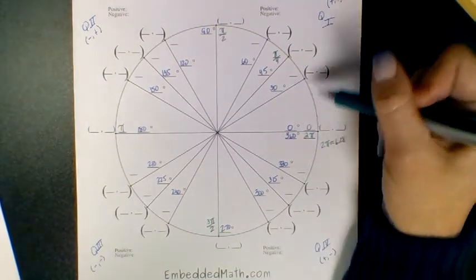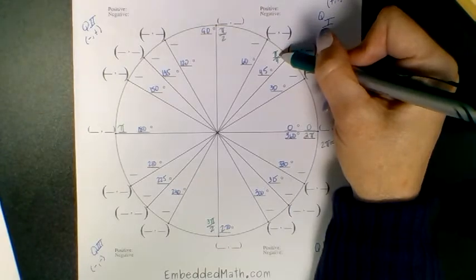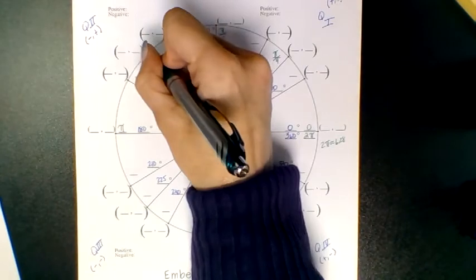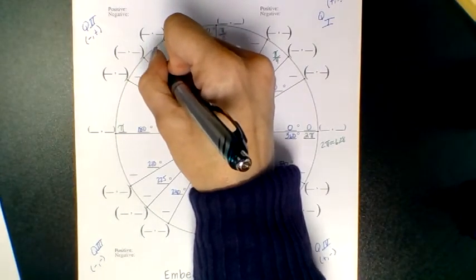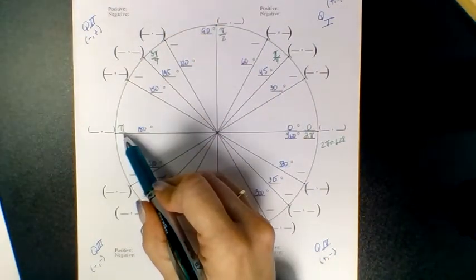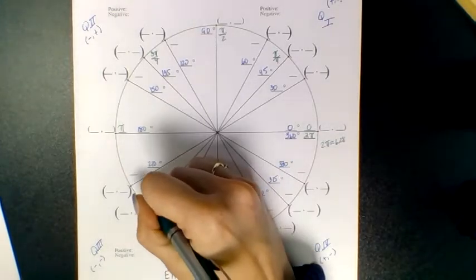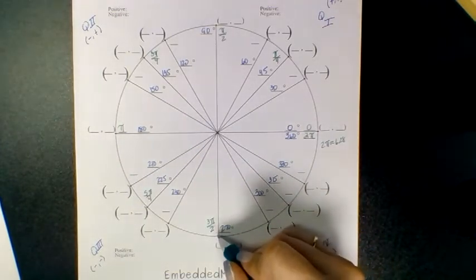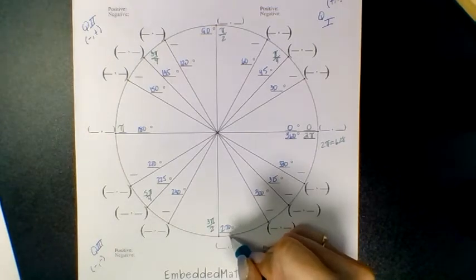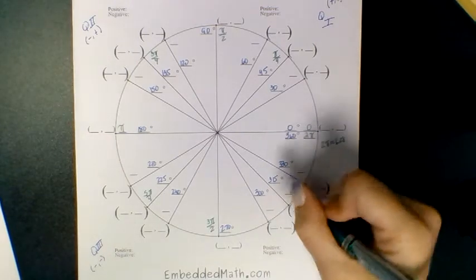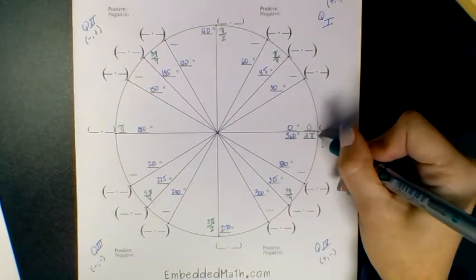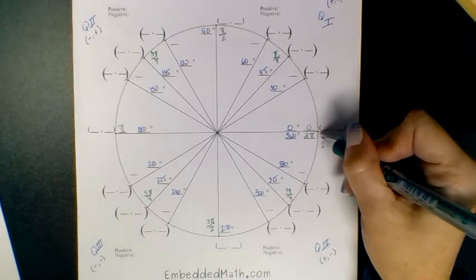So we go from 0, 1 pi fourth, 2 pi fourths is the same thing as pi half, 3 pi fourths, 4 pi fourths is the same thing as pi, 5 pi fourths, 6 pi fourths is 3 pi halves down here at 270 degrees, 7 pi fourths, and then 8 pi fourths reduces to 2 pi. And we've gone around counting by our fourths.